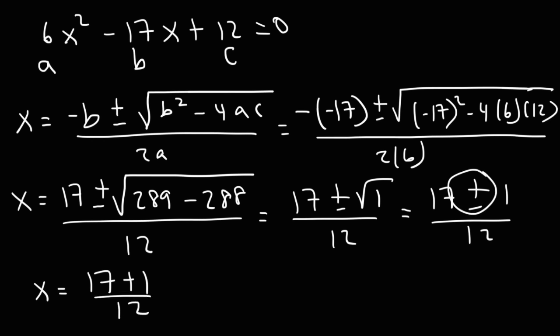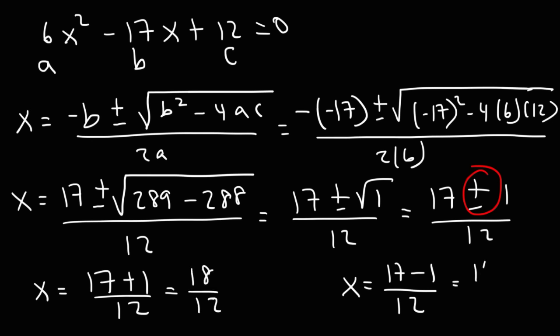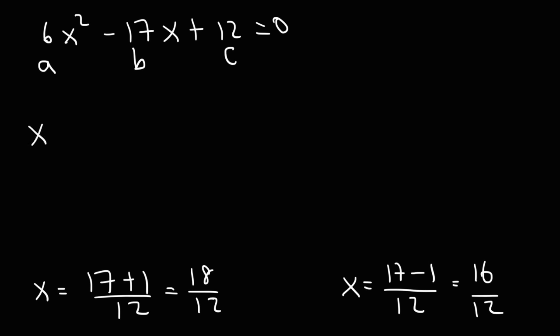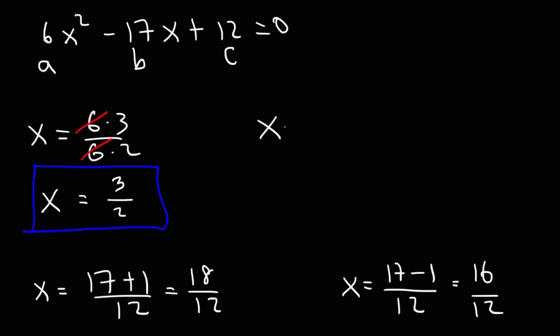At this point, when you have the plus and minus symbol, you could break it up into two answers. And the other answer is going to be 17 minus 1 over 12. 17 plus 1 is 18. And 17 minus 1 is 16. So now, we just need to reduce those fractions. 18 is 6 times 3. 12 is 6 times 2. Canceling the 6, we get one of our solutions as 3 over 2. For the other one, 16, we can write that as 4 times 4. 12 is 4 times 3. So canceling the 4, we get the other answer, which is 4 over 3.